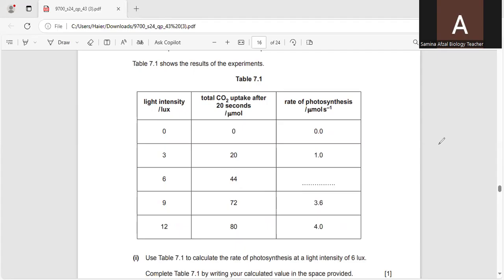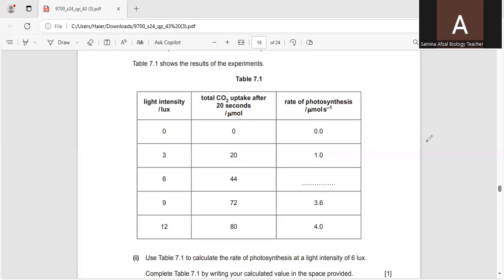So the rate of photosynthesis per micromole per second. So it was 0.0 at 0, and at 3 it was 1, and at 6 we have to find out this one. So a blank space is given there. So at 9 it was 3.6, and at 12 it was 4.